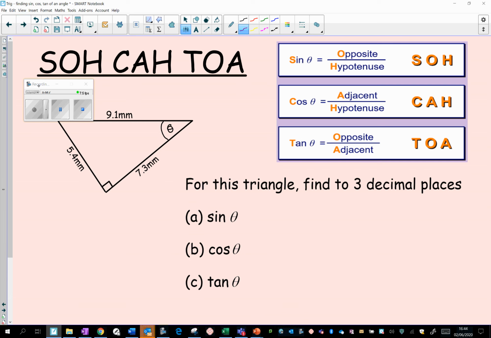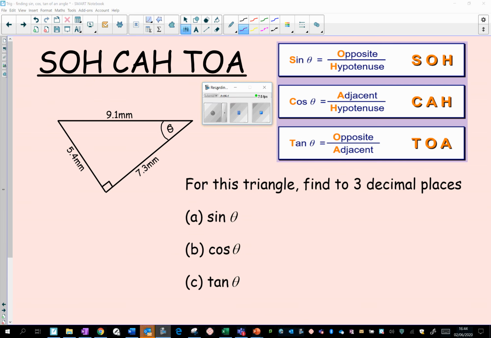Okay, the next one is very similar. So I'm going to explain how to do it, and then I'm going to ask you to pause the video and have a go at doing these three by yourselves. Okay, so in this case, a little bit more complicated, because as well as just finding them as a fraction, I would like you to work out each one to 3 decimal places. Okay, so first of all as a fraction, so something over something, and then to 3 decimal places. So pause the video now and have a go at doing that.